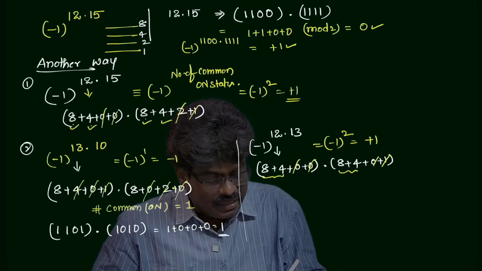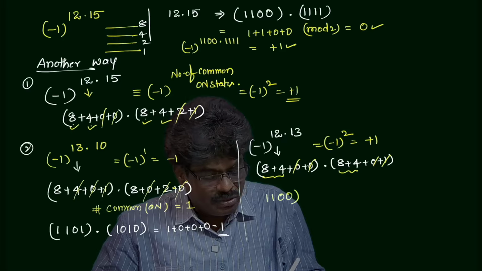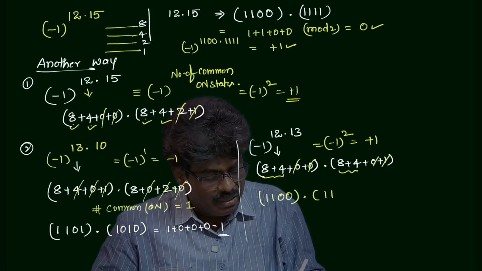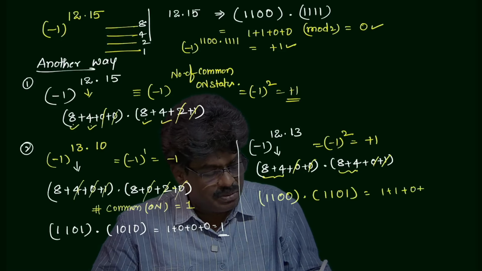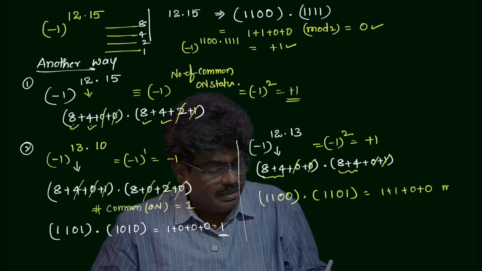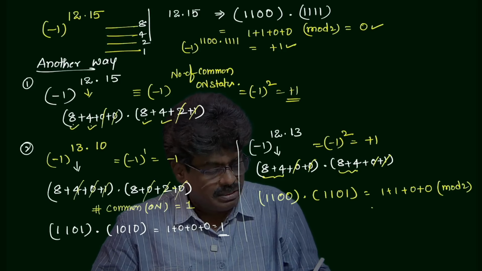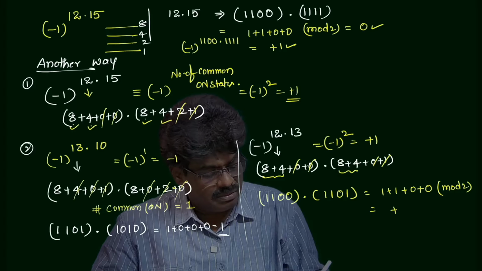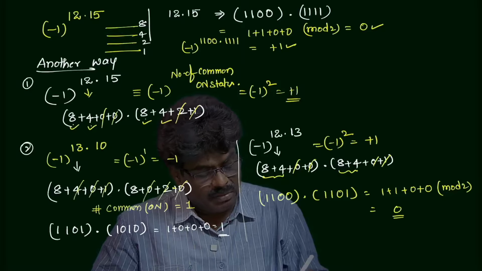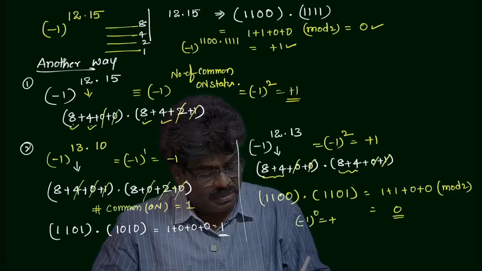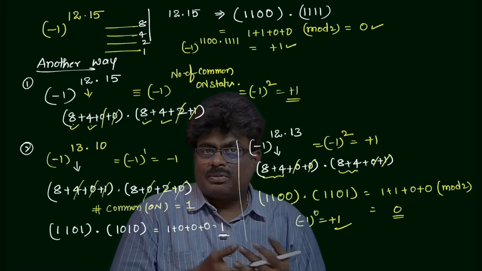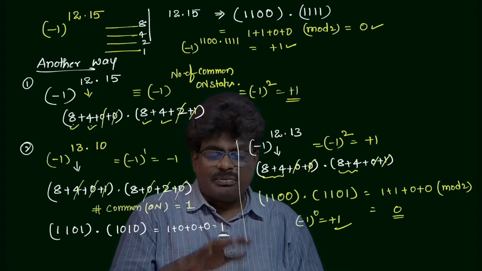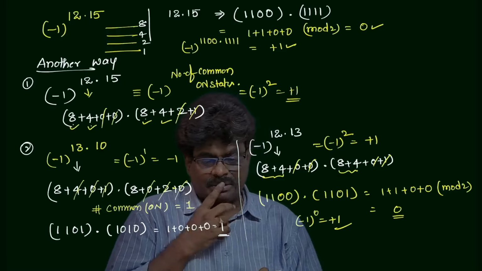Now if you find the dot product, 1100 dot 1101, which is nothing but 1 plus 1 plus 0 plus 0 and modulo 2 operation. So you will get 0. So minus 1 whole power 0 is nothing but a plus. So this is what I am saying. Maybe it will be useful or not, I don't know. If it is useful, take it, otherwise leave it.